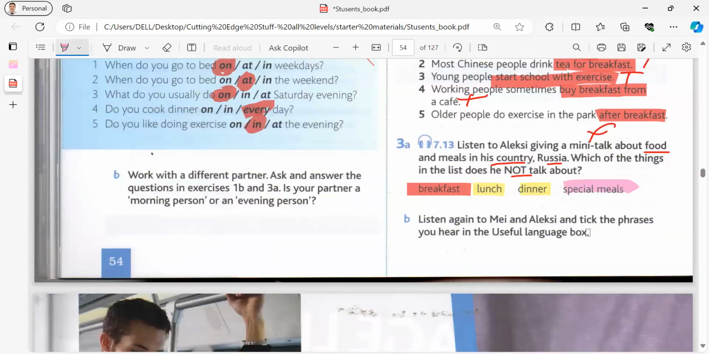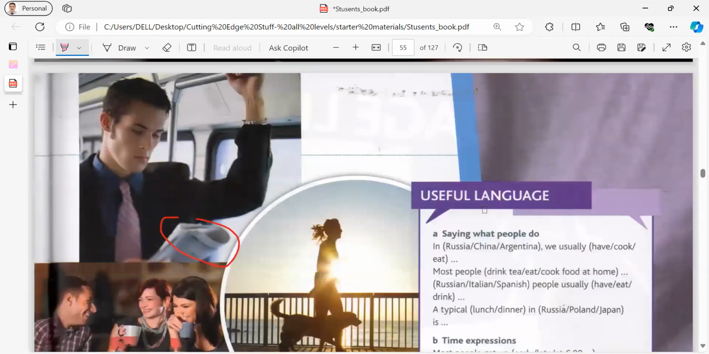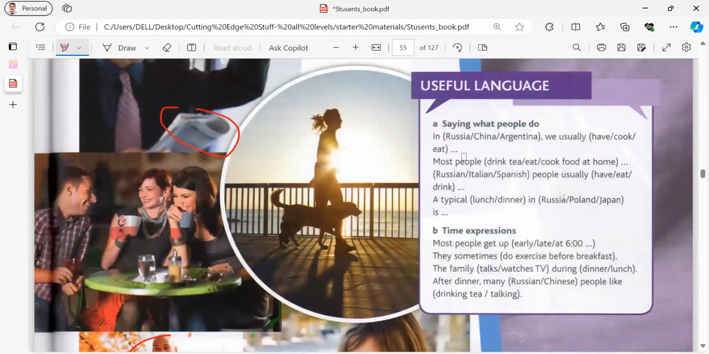Listen again, and this time take the phrases we hear in the useful language box. This is really important because you need to use the same phrases in your talk now. Listen carefully. Listen again for the last time.